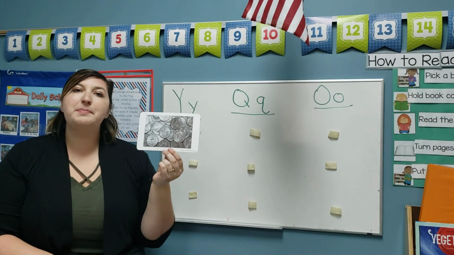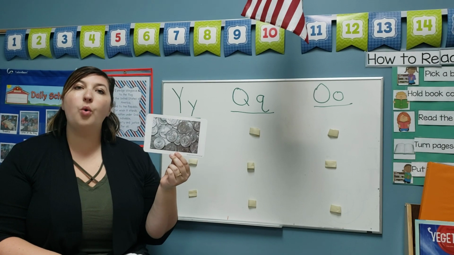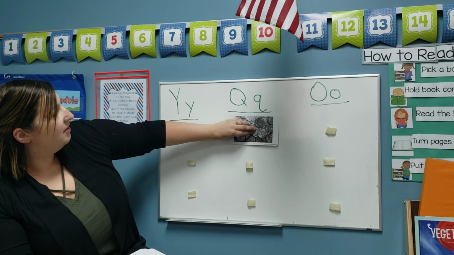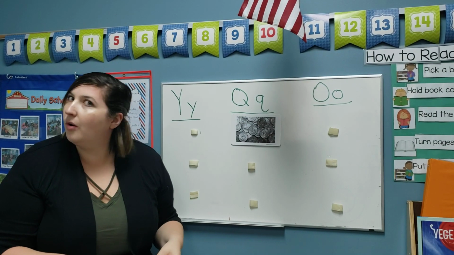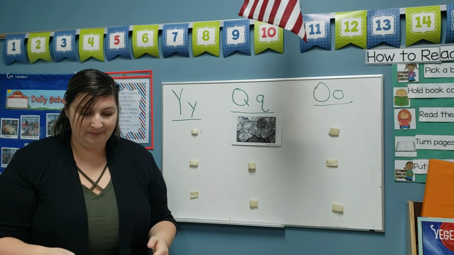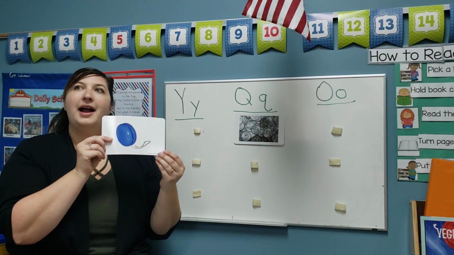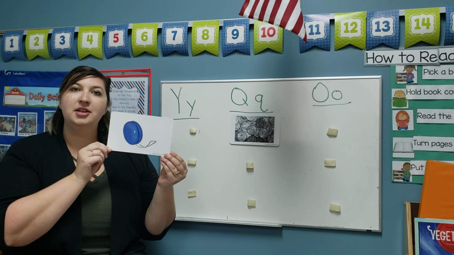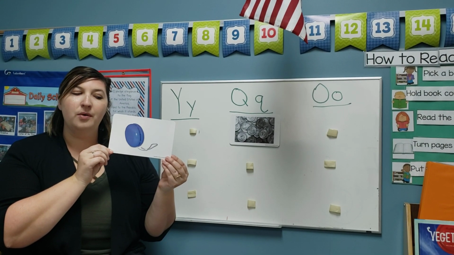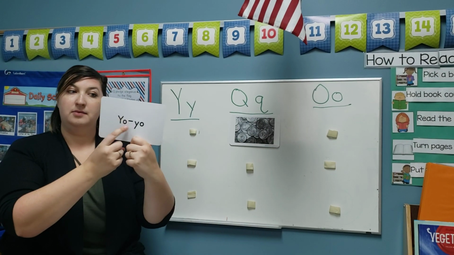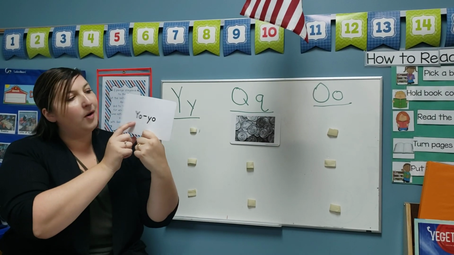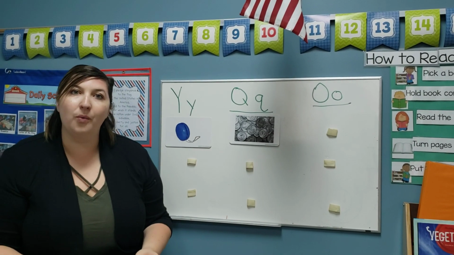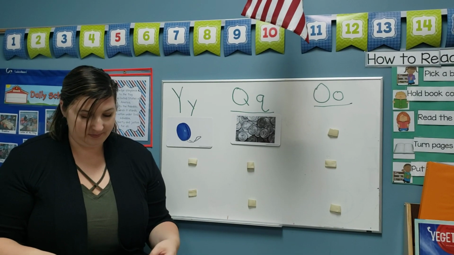Quarters. What beginning sound do you hear in quarters? It's a Q. Aha! Did you count quarters this week at home? Let's see. I have a yo-yo. Yo-yo. It starts with an O, right? No. It starts with a Y. Yo-yo.